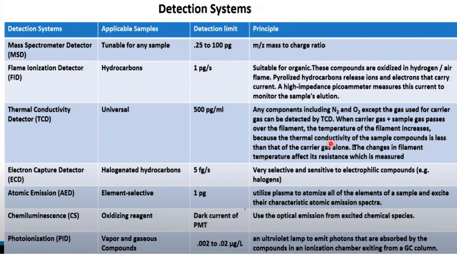The thermal conductivity detector, TCD, is universal, with a detection limit of 500 picogram per ml. Then there are the electron capture detector, the atomic emission detector, and the chemical emission detector. After separating out the analytes, if you use these kinds of detectors, you can get different information about the chemical composition. That's all.